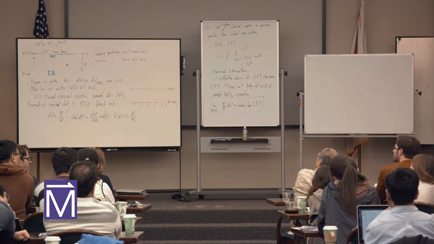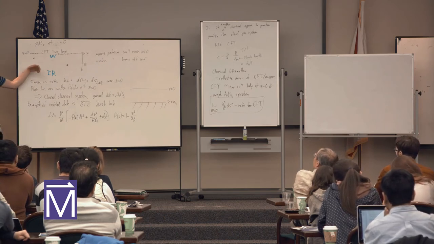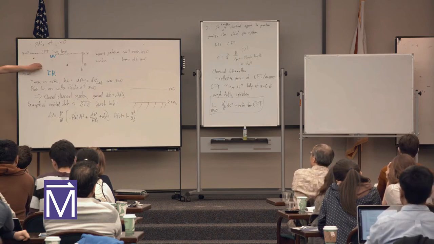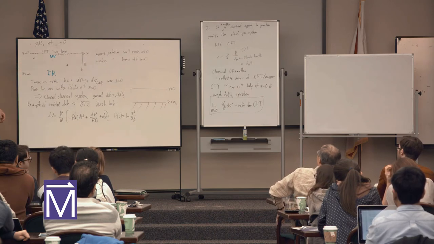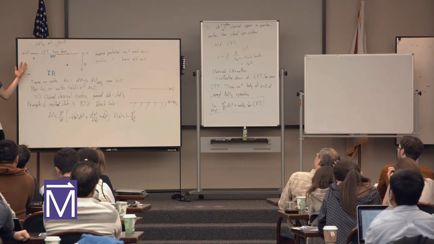Yeah. So this is reflected in the fact that if you try to put too much stuff in some region, it'll collapse and form a black hole. And so the entropies are not spatially extensive in gravity. Okay, so that's a very important point. That's the only way this could possibly make any sense.